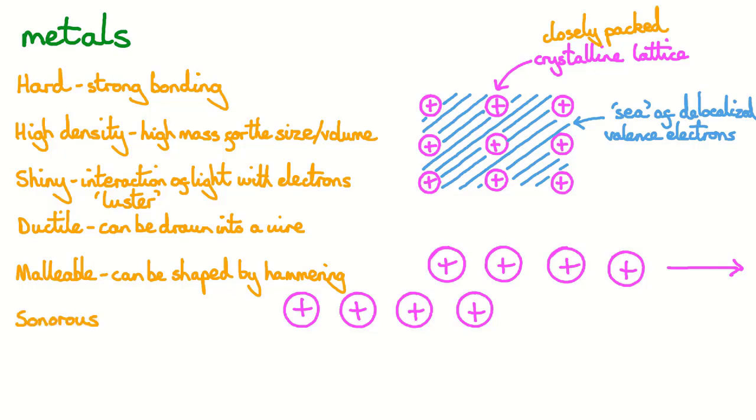Metals can also be sonorous. This means that they make a sound when struck. Think about striking a metal bell, for example.